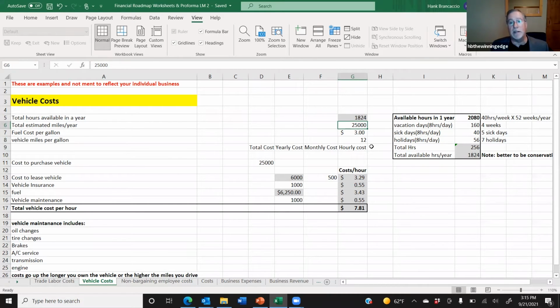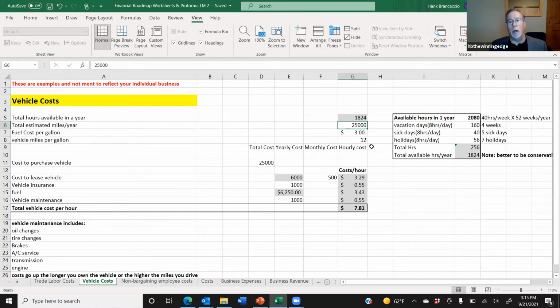You're going to have to guess at this number a little bit until you have a track record. If you're taking over an existing business, go look at when the vehicle was put in service, how many years it was in service, and how many miles it went. You'll be able to figure out very quickly, oh, these guys claim they're only going 25,000 miles a year, but they're really going 35,000 miles a year.